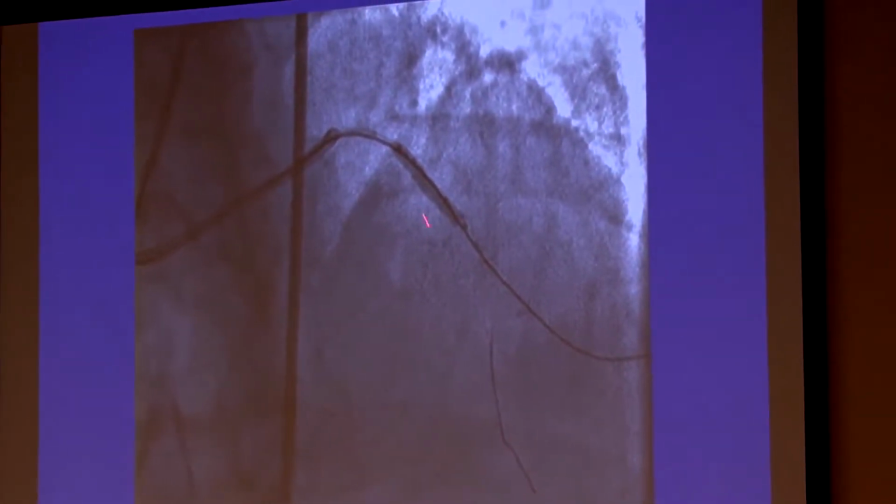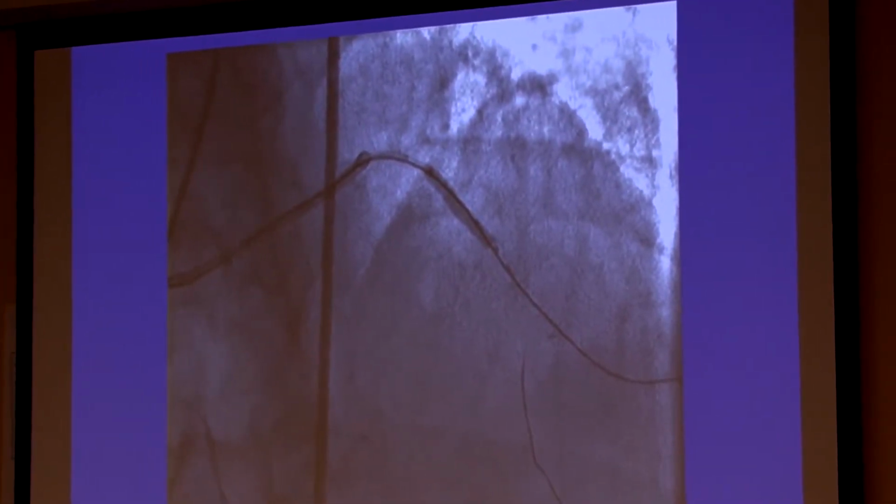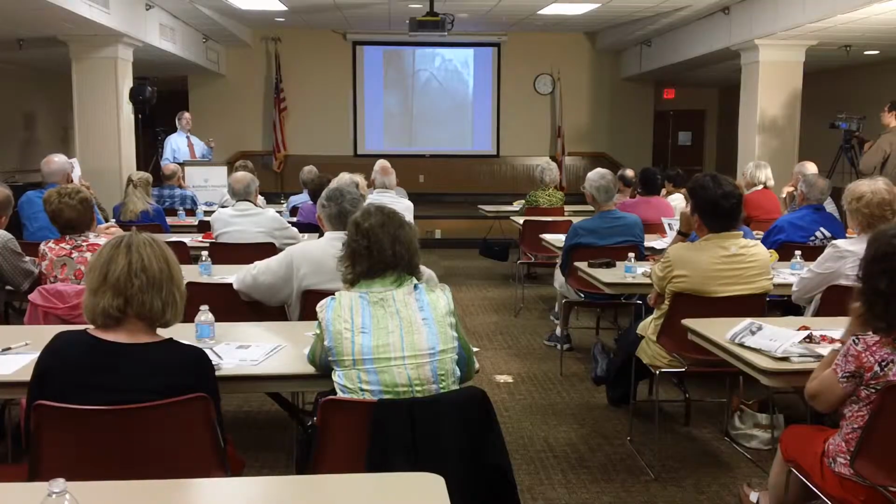What do we do about that? We put a couple of wires down the different branches and we deploy balloons or stents inside the artery. A stent is a wire coil. Looks a little bit like the spring in a ballpoint pen.